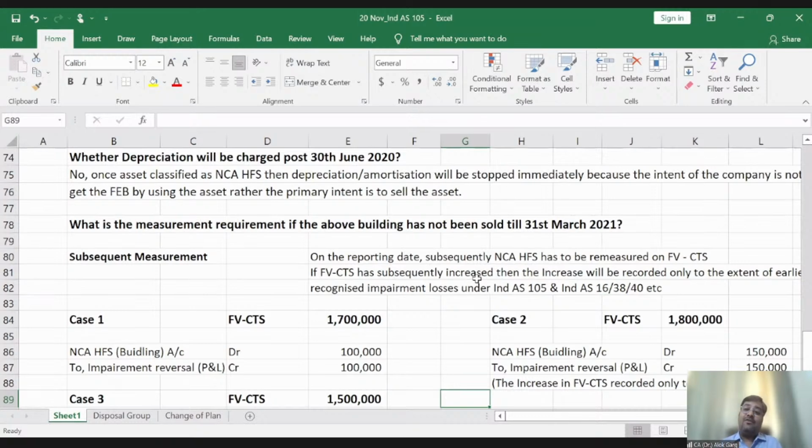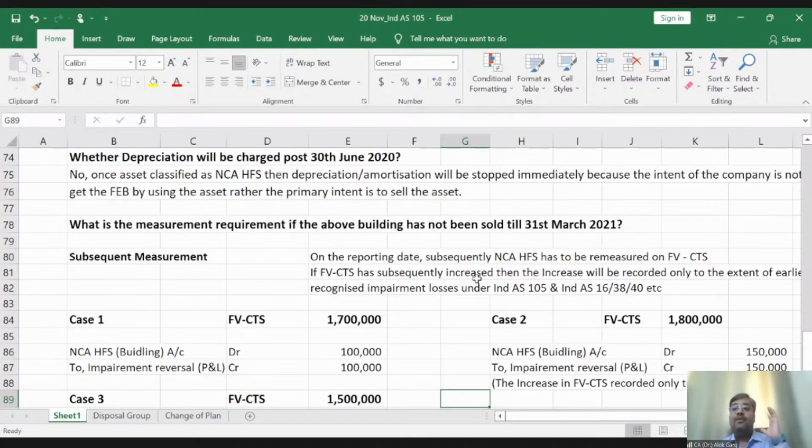If the fair value less cost to sell is higher than the value at which we have already recognized this NCHFS, in that case, you need to recognize the upside. You need to recognize the increase in fair value less cost to sell only to the extent of impairment loss you have recognized with respect to this asset. Please mind my words. I am saying that you need to recognize the upside of fair value less cost to sell only to the extent of impairment loss you have recognized in respect of this asset.